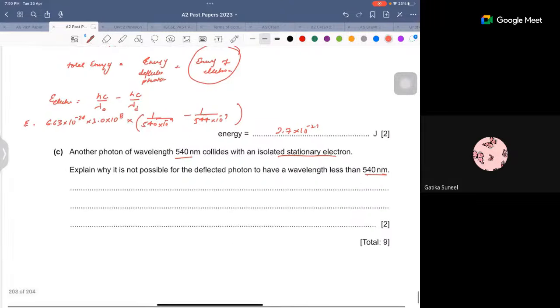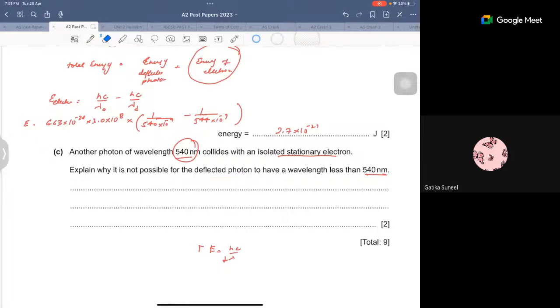So less than this, like energy of photon, if this is less, it means it will have more energy. So why is it not possible? Why is it not possible for the deflected photon? Oh, okay, sorry, my bad. I understand now. He's talking about the incident photon, very confusing. Incident photon, and then he's talking about the deflected photon.